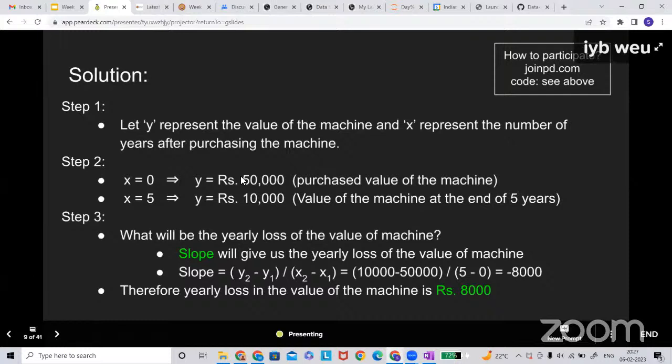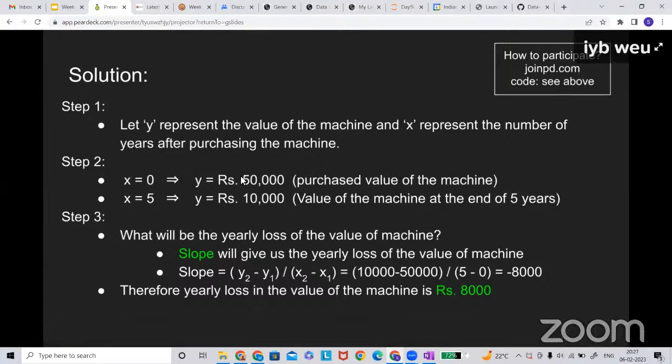In the solution, the first step: let y represent the value of the machine and x represent the number of years after purchasing the machine. x represents the time duration, like 1 year, 2 years, 3 years, and y represents the value of the machine. The second step: when x is equal to 0, at the purchasing time, the value is 50,000. The machine was purchased at 50,000.